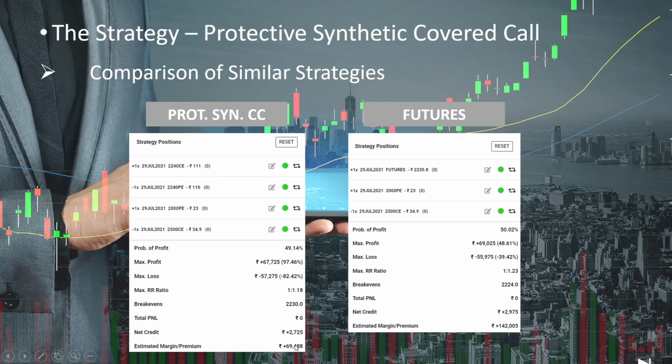For half of the margin, you are going to get the same profit, the same probability of profit, the same loss, your risk reward is the same, your break even is the same. Which one is better? You can see it yourself. And there is one more big disadvantage in the future. What is that? Whenever you are getting an MTM loss, you have to settle by cash every day. At the end of the day, the cash will go out of your account. You have to keep cash for settling the futures every day.